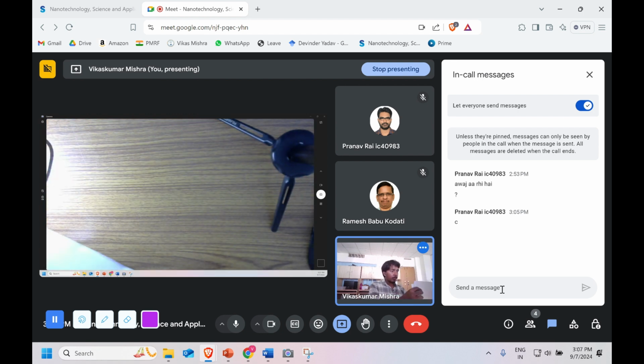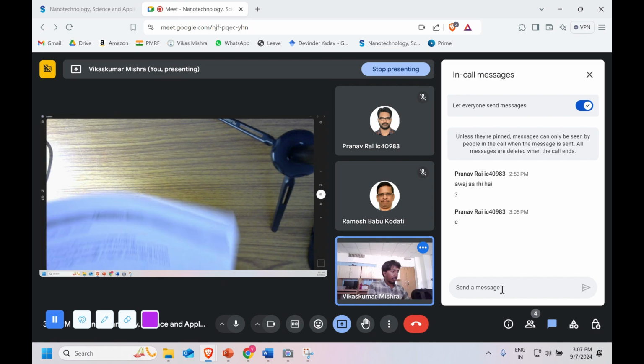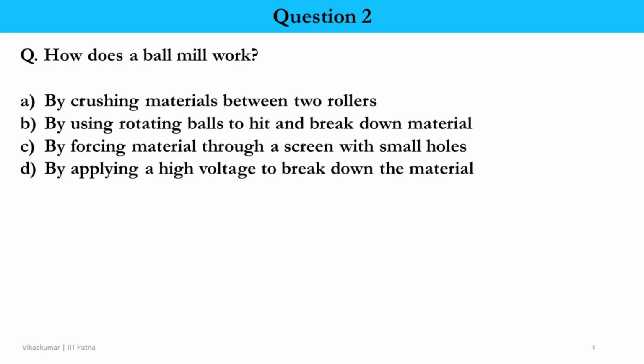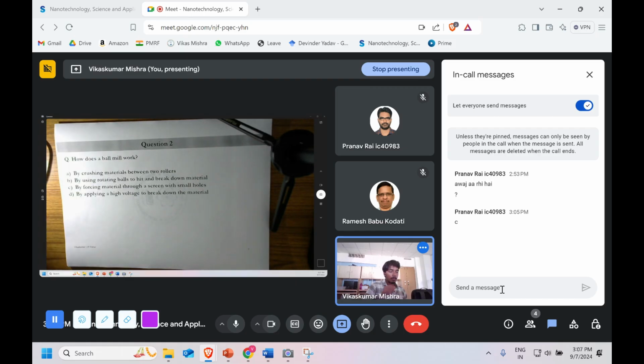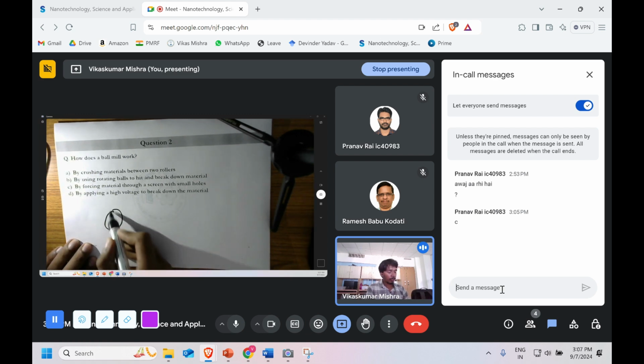Now this question number two is again an extremely easy one. How does a ball mill work? That is the question. Option A: by crushing the material between two rollers. They are telling that we have two rollers, and in that we keep the powder, our sample, of a particular size, and from here we get particles of smaller size.